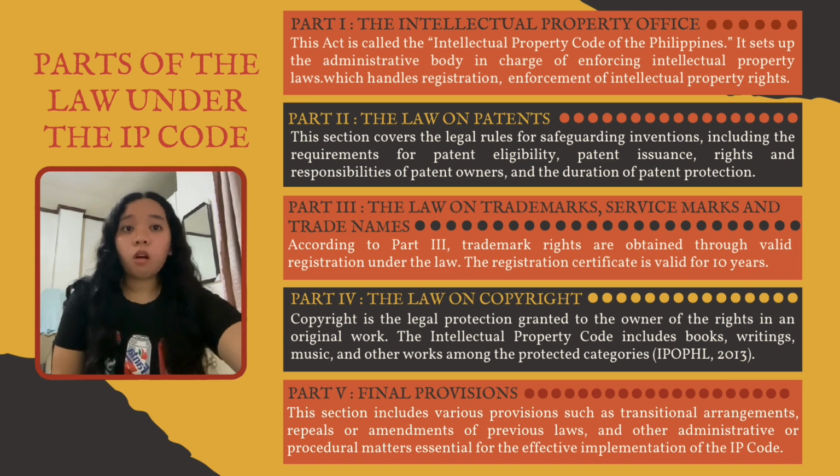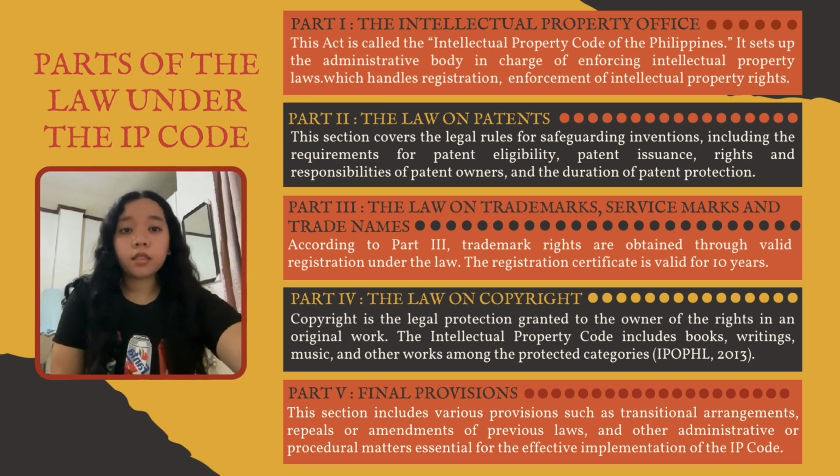Part 3, the Law on Trademarks, Service Marks, and Trade Names. According to Part 3 of the IP Code, trademark rights are obtained through valid registration under the law. The registration certificate is valid for 10 years and can be renewed for additional 10-year periods. Part 4 is the law on copyright. Copyright is the legal protection granted to the owner of the rights in an original work. The Intellectual Property Code includes books, writings, music, and other works among the protected categories.